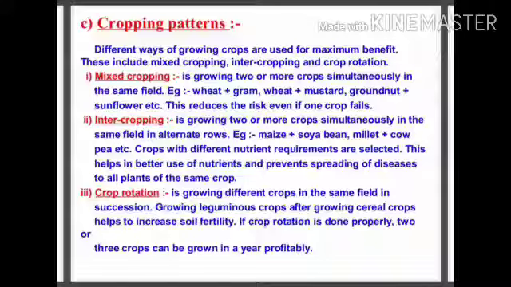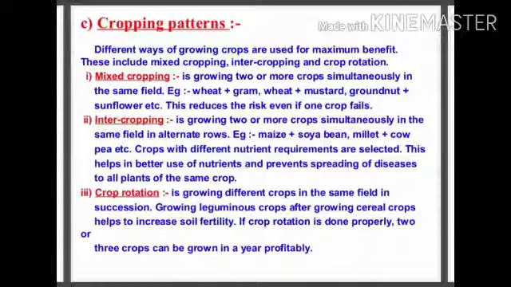After that is crop pattern, the third method to improve crop production. Crop patterns are the different ways of growing crops to get maximum benefit from them. These include mixed cropping, intercropping, and crop rotation. Mixed cropping is growing two or more crops simultaneously in the same field, like we in our valley do. Mostly pea or beans are simultaneously grown with the maize plant. This reduces the risk: if one crop fails, the other will grow.